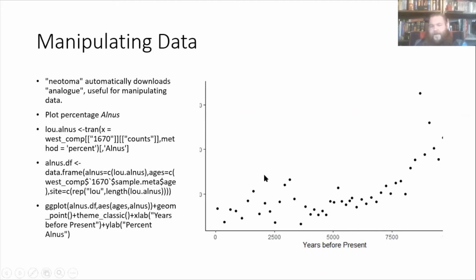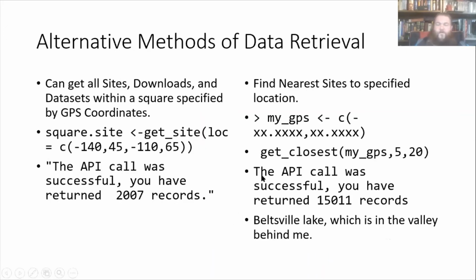So there's a couple of alternative methods of getting data besides the ones I've just described. So we can actually get site data, download data, dataset data by putting in a location vector, and this is essentially a square, and it will pull all the data from that square. So we use this get site with a location vector. You can see we've got 2007 records.